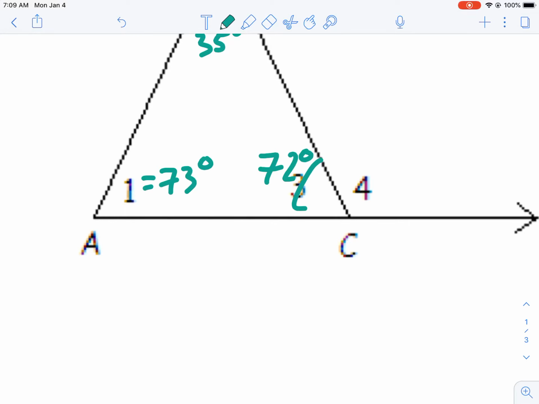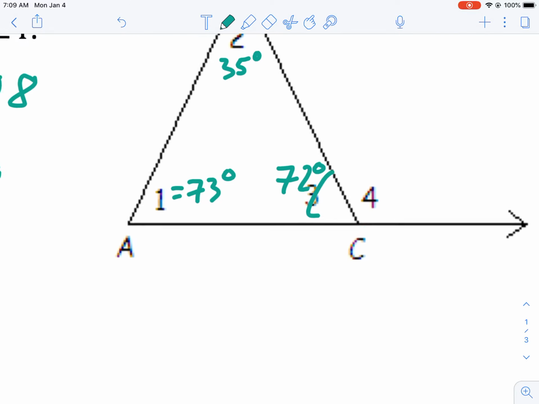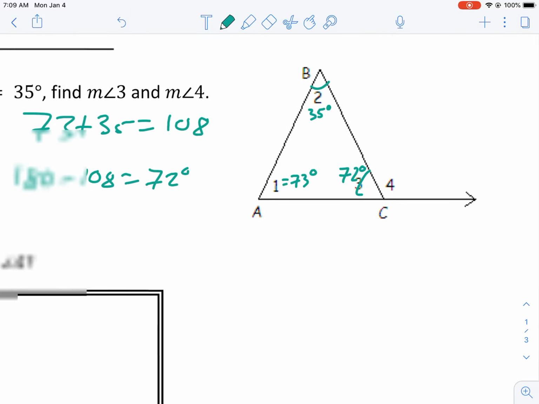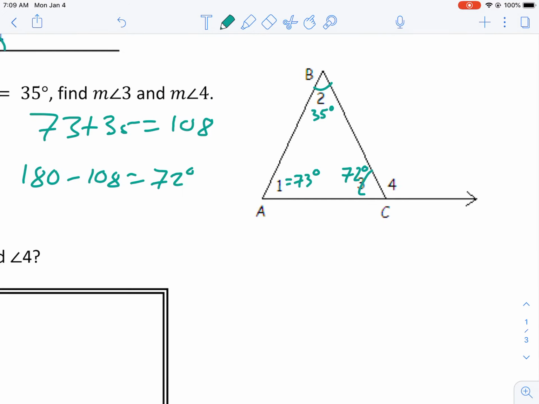Now, what about angle 4? What about the exterior angle? Well, again, this is a linear pair, right? They make a line. So 3 and 4 are supplementary. If we want to find 4, we have to do 180 minus 72. And 180 minus 72 is 108. So angle 4 is 108 degrees.